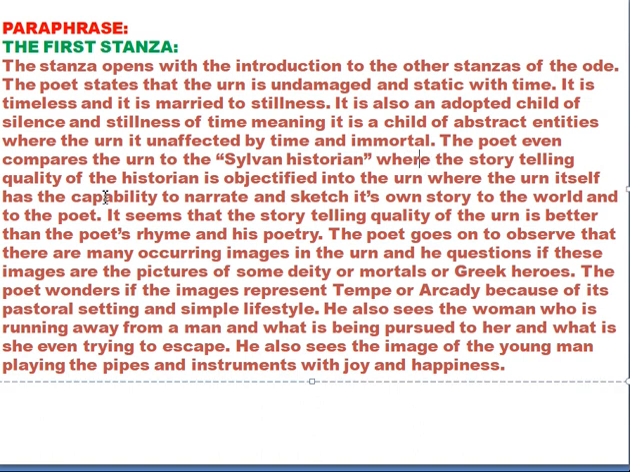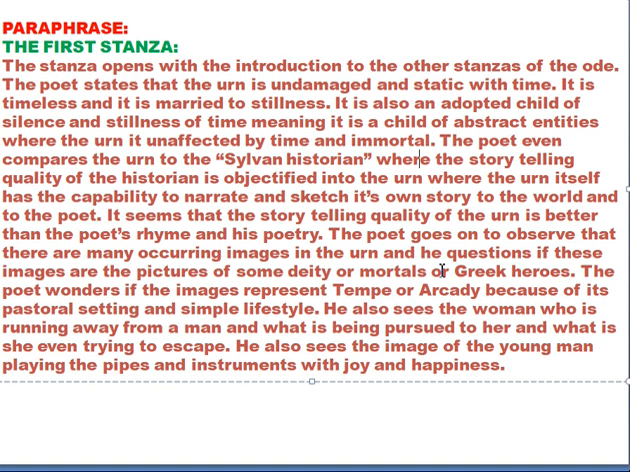The poet even compares the urn to the Sylvan historian, where the storytelling quality of the historian is objectified into the urn, where the urn itself has the capability to narrate and sketch its own story to the world and to the poet. It seems that the storytelling quality of the urn is better than the poet's rhyme and his poetry.